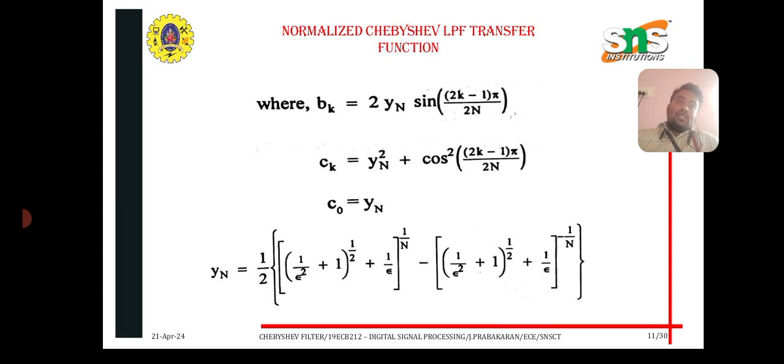C naught equals yn, where yn equals 1 divided by 2 times [(square root of (1 divided by epsilon squared plus 1) plus 1 divided by epsilon) whole power 1 by n minus (square root of (1 divided by epsilon squared plus 1) plus 1 divided by epsilon) whole power minus 1 by n], where epsilon is the passband attenuation parameter.